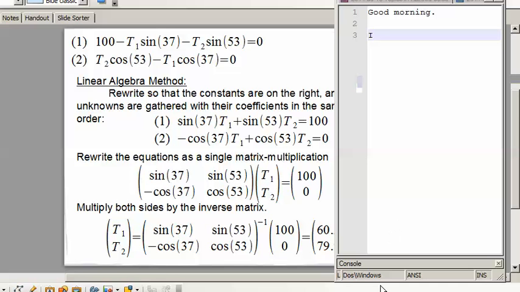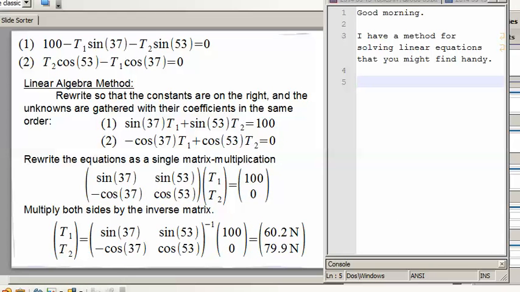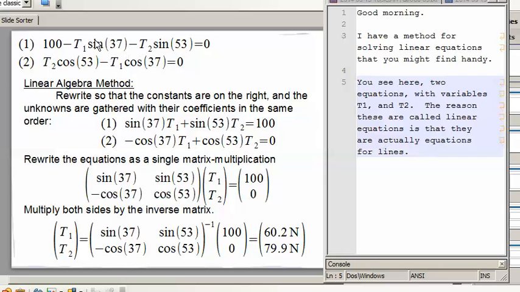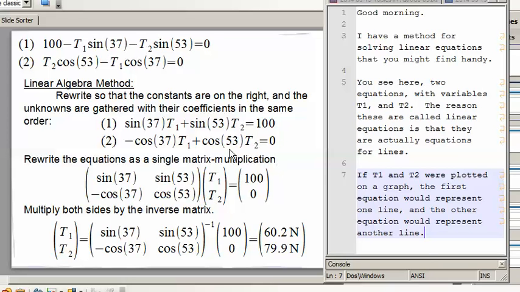Good morning. I have a method for solving linear equations that you might find handy. You see here two equations with variables t1 and t2. The reason these are called linear equations is that they are actually equations for lines. If t1 and t2 were plotted on a graph, the first equation would represent one line and the other equation would represent another line.